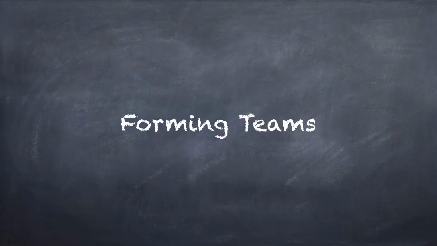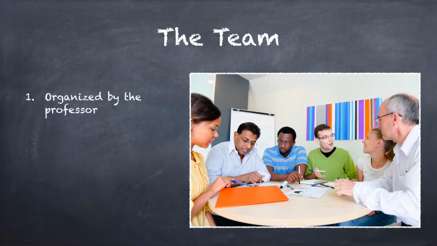The first key to effective classroom teams is how teams are formed. Here are a few points to remember. 1. Classroom teams are most effective when organized by the professor. The culturally savvy professor strategically leads the formation of teams instead of allowing them to form by themselves. Identifying criteria appropriate for each assignment can help guide this process.